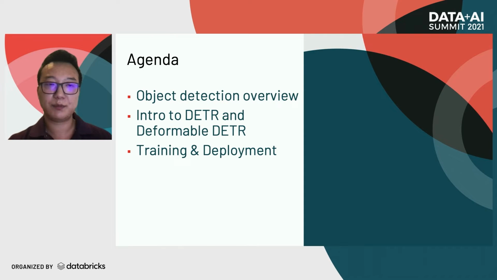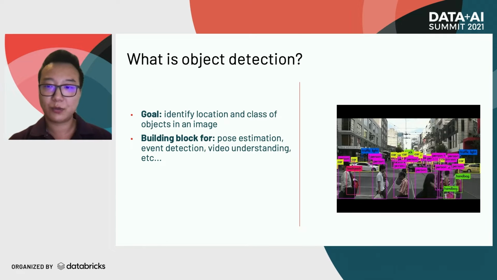So this talk is split into three sections. First, we'll go over object detection just so we all understand what the problem is. Then I'll go over the detection with transformers architecture and also some follow-up work to that called Deformable DETR. And both of these models are some recent approaches that have been introduced in the research community that I find to be very exciting. And then finally, we'll talk about how to train and deploy these models with Determined and MLflow.